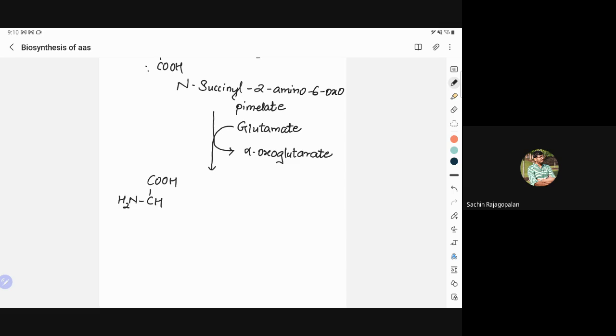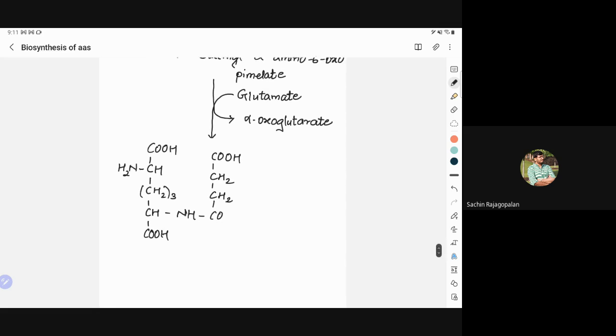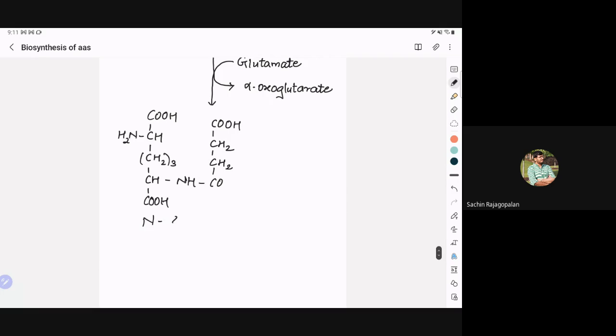So oxygen is removed, the carbon will get one hydrogen and one NH2 group will be attached. Below this, CH2 thrice was already there, CH, COOH, NH, CO, CH2, CH2, COOH. So this compound that you see is now still N-succinyl because the succinyl group is as it is. 2,6, because on the second carbon and on the sixth carbon, I have amino groups now. So I will call it 2,6 diamino pimelate.